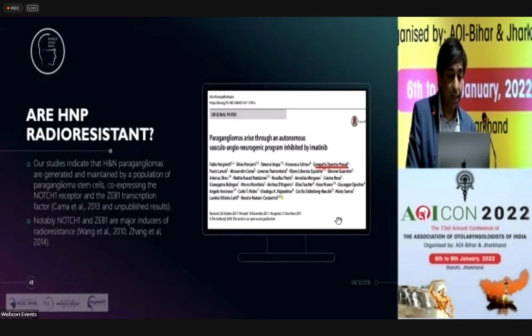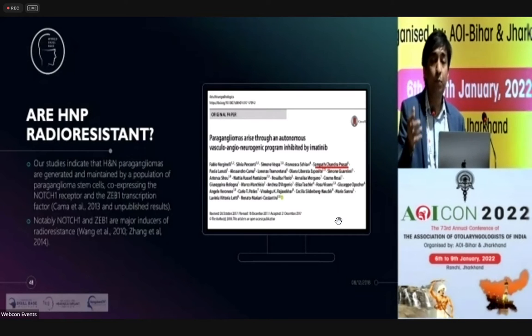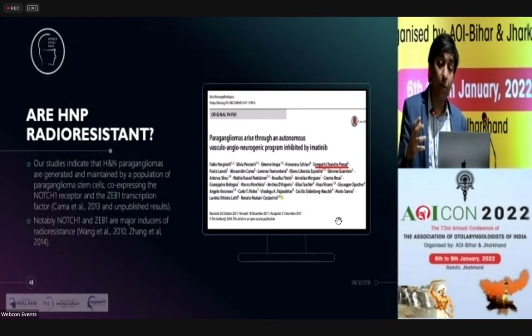They express this Notch1 receptor and the ZEB1 transcription factor. Now, Notch and ZEB1 are major inducers of radioresistance. So we were on the verge of proving, and then I came down, and these studies are being carried forward back at the center, on the verge of proving that paragangliomas could actually be, on the other hand, radio resistant.